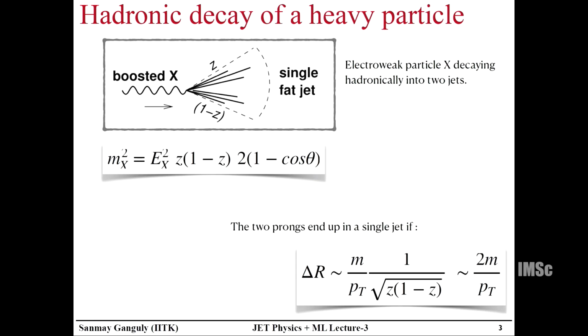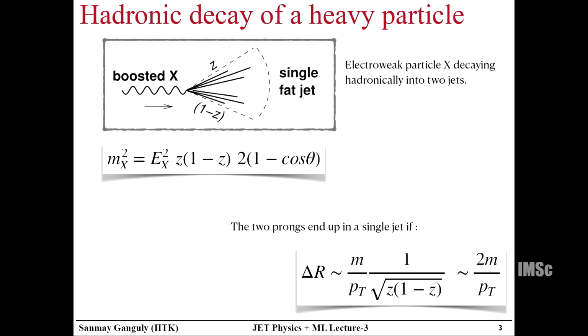So here is the scenario again. The particle is decaying. If the daughter particles are almost massless, and the only mass scale of the problem is the mass of the heavy particle X and the energy which these daughter particles are carrying, then you can do a simple momentum reconstruction to show that the mass squared, which will be the four-momentum p of this particle plus p of this particle, whole squared, from momentum conservation, comes out to be E squared z into 1 minus z, where this factor is coming from because this particle is carrying an energy of z times E. This particle is carrying energy of 1 minus z times E, and if these two particles are massless, then you get the 2 into 1 minus cos theta.